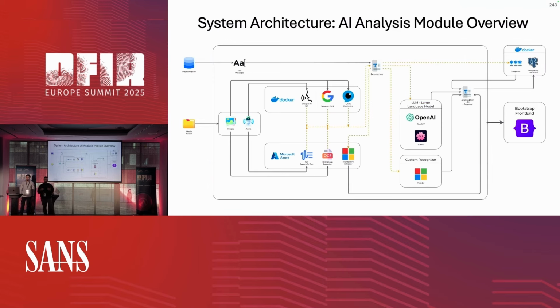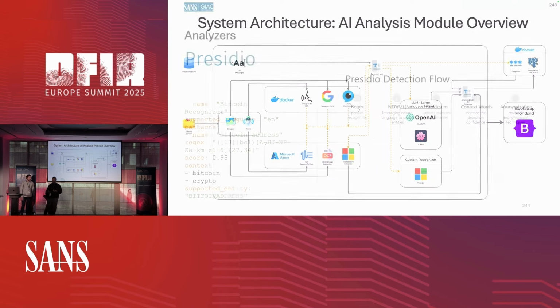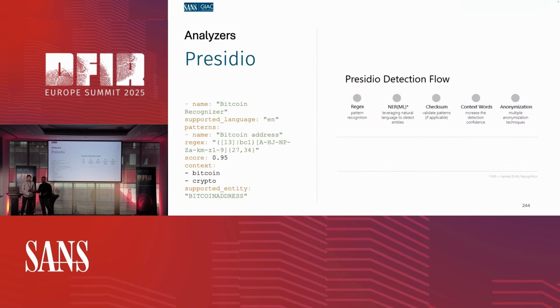Now that all our messages, audio, and images are in a textual form, we can pass them to the analyzers, and this is where AI comes into play. Okay, spooky AI. So, the first analyzer is Presidio. It's a Python-based service that extracts PII, that is personal identifiable information, from the text.